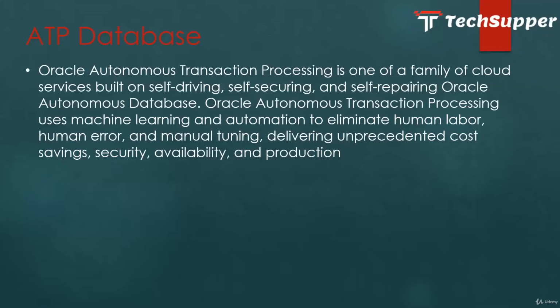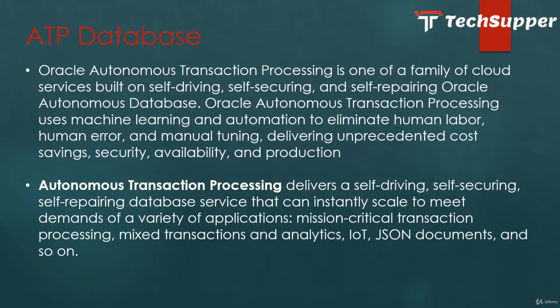What is an ATP database? This is an Oracle database. Oracle Autonomous Transaction Processing is one of a family of cloud services built on self-driving, self-securing, and self-repairing Oracle Autonomous Database. So this is a cloud offering, and it is an Oracle ATP Oracle database. Oracle Autonomous Transaction Processing uses machine learning and automation to eliminate human labor, human error, and manual tuning. It delivers unprecedented cost savings, security, availability, and function.